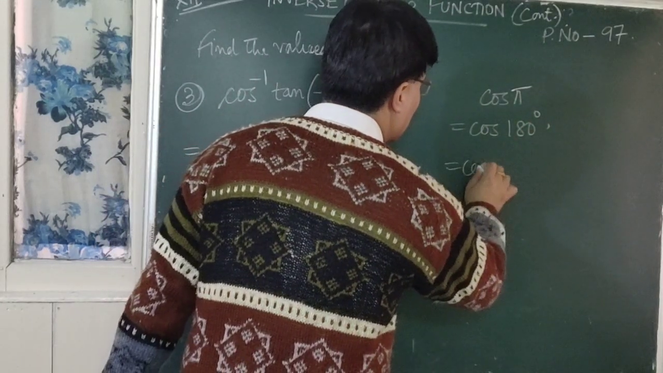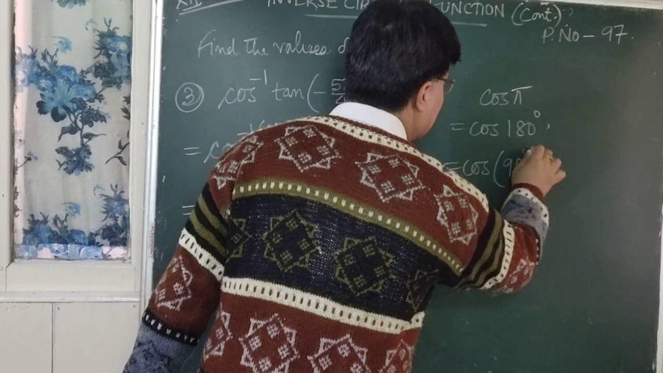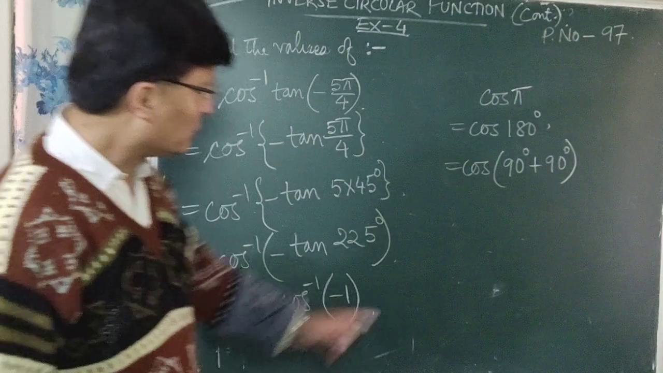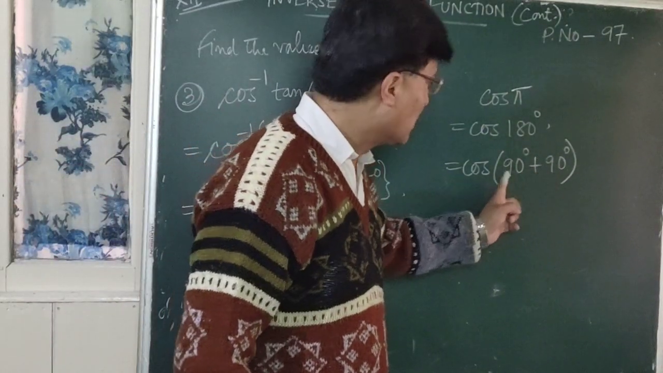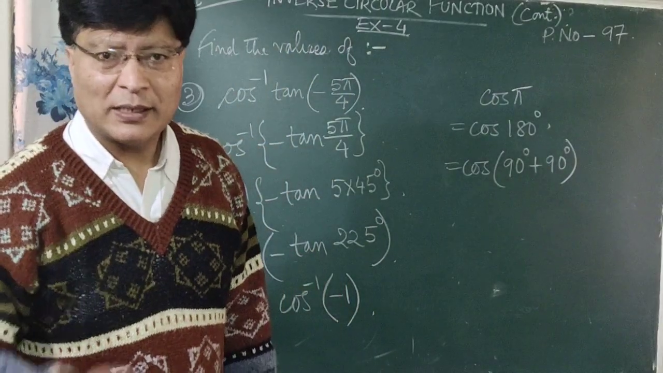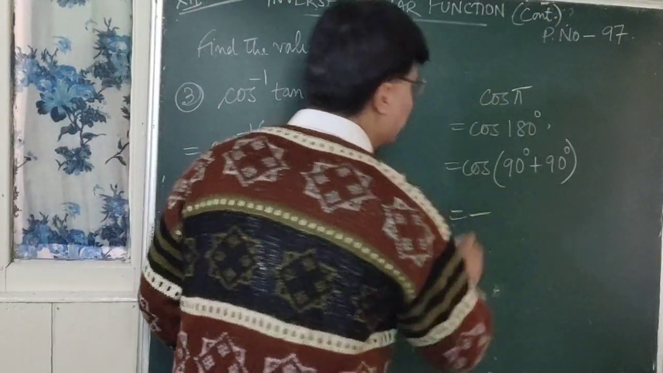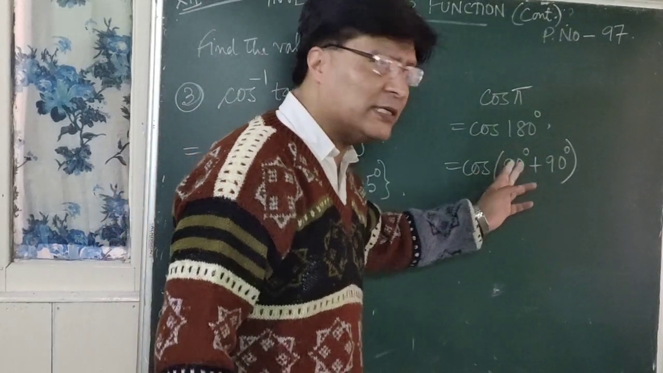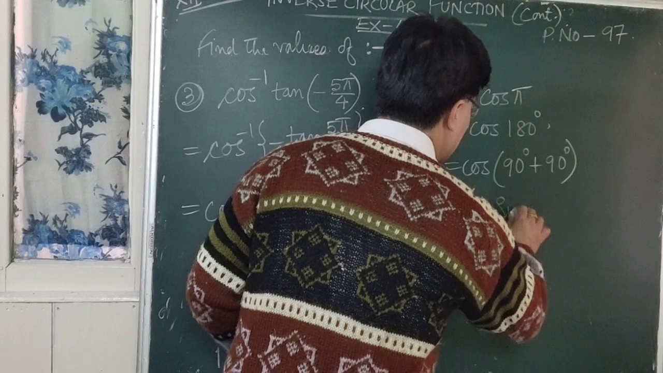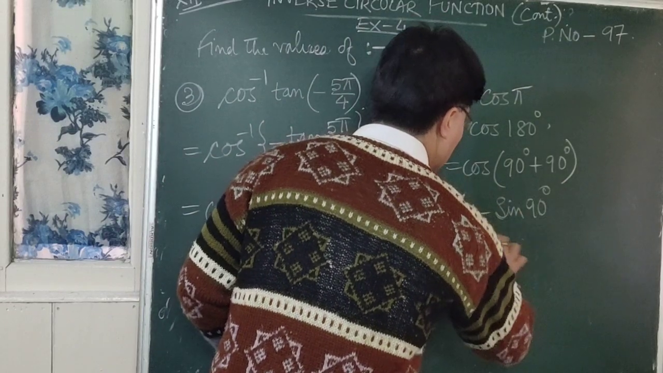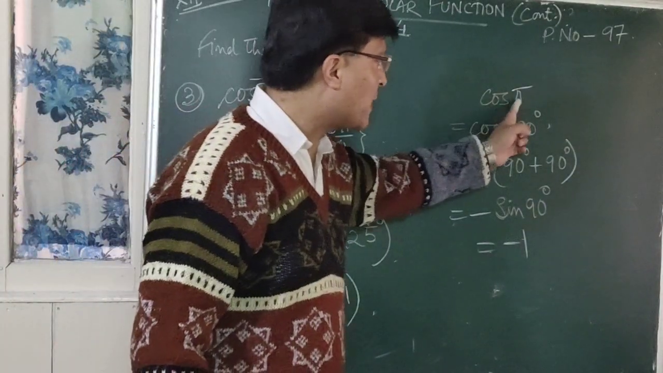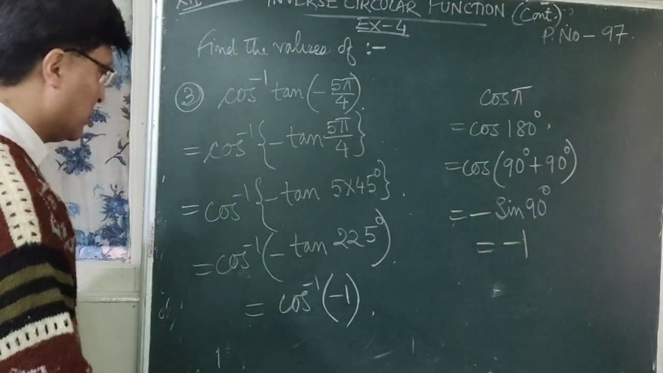Okay, so you may write cos of 90 degree plus 90 degree. Is it clear to all of you? Let us take it as theta. Cos 90 degree plus theta, it lies in the second quadrant. In the second quadrant, cos is always negative. And since it is 90 degree into 1, that is an odd multiple of 90, cos changes to sine. So it is minus sine 90 degree, which is equal to, how much is it? Minus 1. So cos pi is minus 1, right?